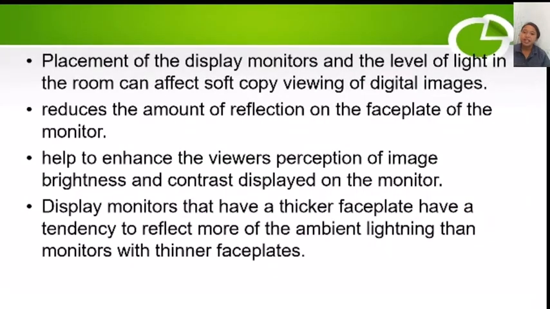Placement of the display monitors and the level of light in the room, referred to as ambient lighting, can affect soft copy viewing of digital images. Positioning the monitor away from any direct light sources reduces the amount of reflection on the faceplate of the monitor. In addition, maintaining a low level of ambient lighting can help to enhance the viewer's perception of image brightness and contrast displayed on the monitor. Display monitors that have a thicker faceplate, like the CRT, have a tendency to reflect more of the ambient lighting than monitors with thinner faceplates, such as the LCD.